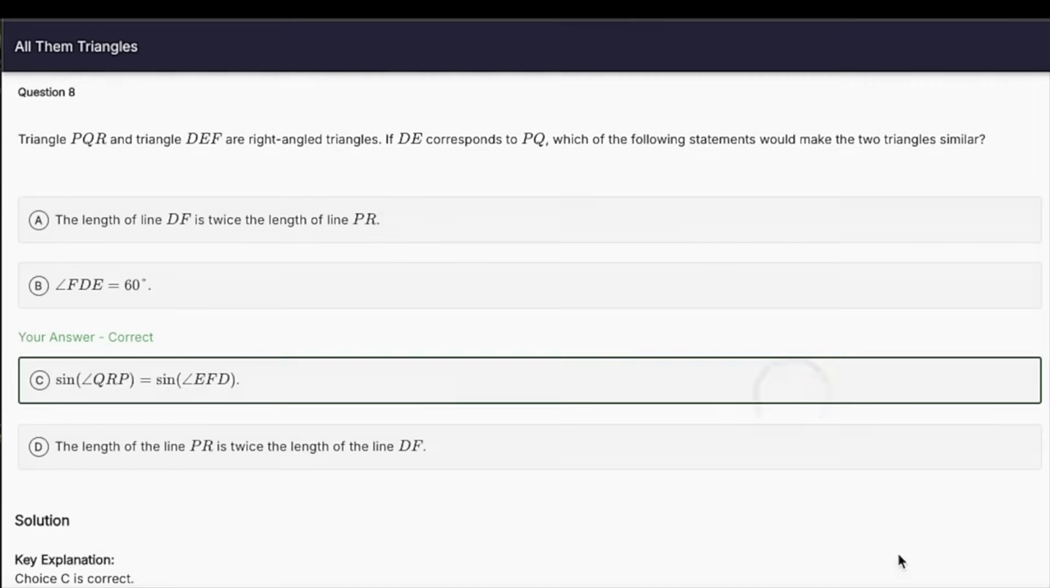But let's go ahead and think about why this is correct. If the sine of QRP is equal to the sine of EFD, they already told us that DE corresponds to PQ. So everything is lined up there. And like we went over in that other problem, all of our SOHCAHTOA stuff is going to be the same if we have similar triangles. So that's straight up proving that these are indeed similar triangles.